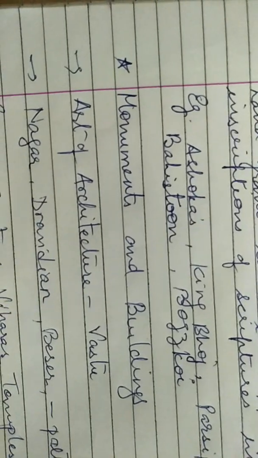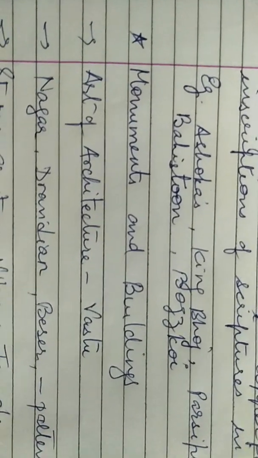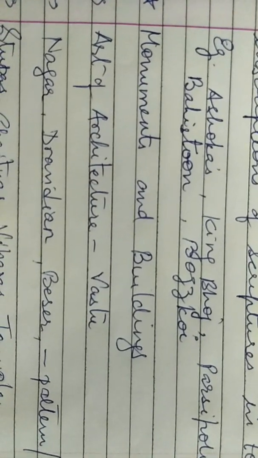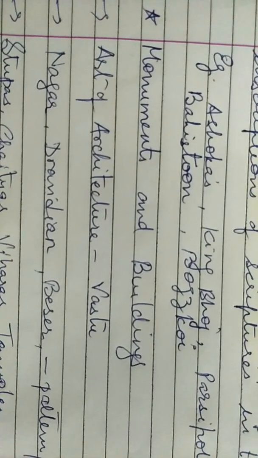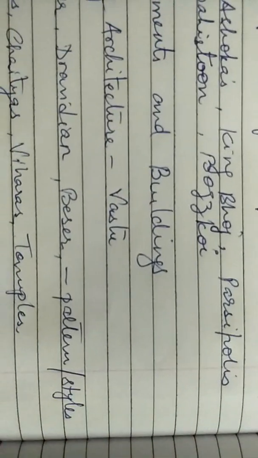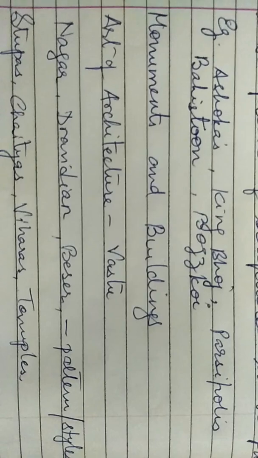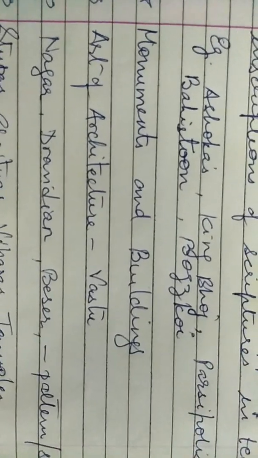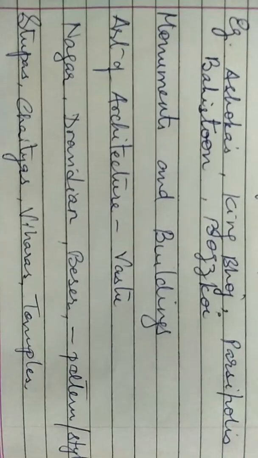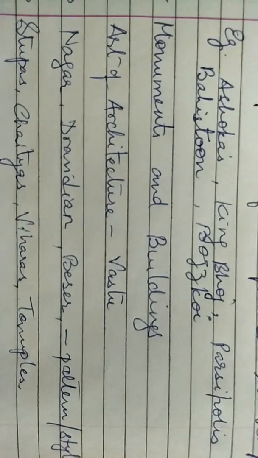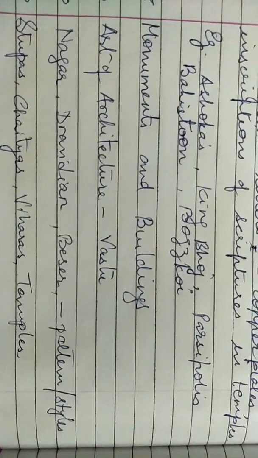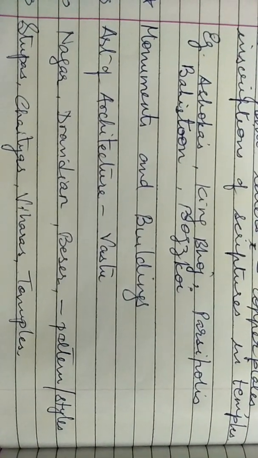The different types of architecture were there. For example, Nagar style was there, Dravidian style was there, the Baser style was there. So these were the different patterns and styles which tell us about the architecture of that time. There were stupas, chaityas, vihars, temples. All these things helped us to know about that time.